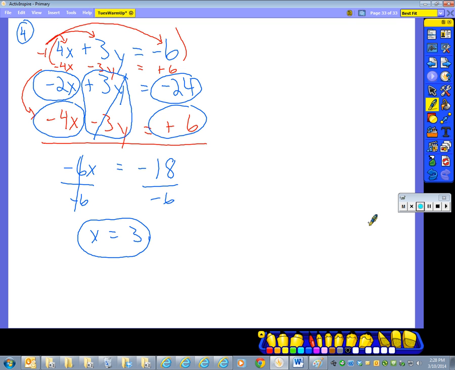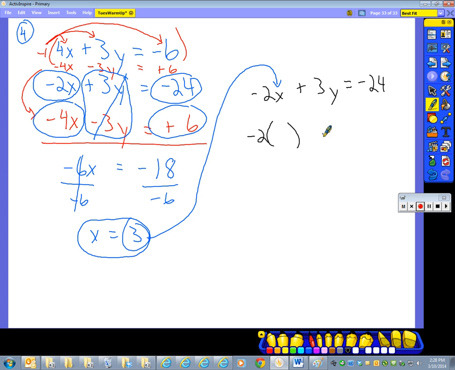Which equation do you want me to use? The first one or the second one? The second. Let me see. It doesn't matter, but I'm cool with using the second. So here we go. I'm going to write -2x plus 3y equals -24. And I'm going to take x equals 3, so I'm going to sub that in for x. Whenever I do that, my equation looks like this. -2 times x plus 3y equals -24. So I'm going to put in 3 for x.